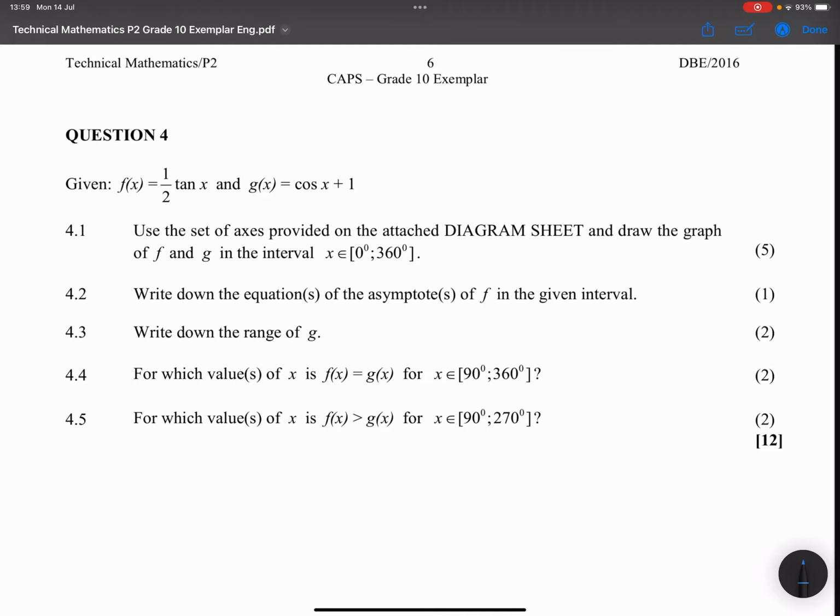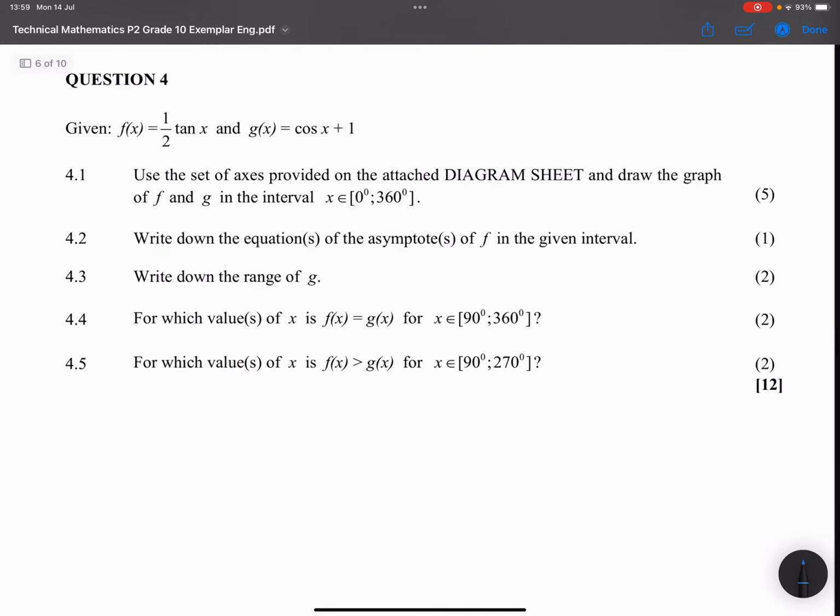So we've already touched on question 1, 2, and 3. Please go ahead and watch those questions if you have not. All right, so let's dive into question 4.